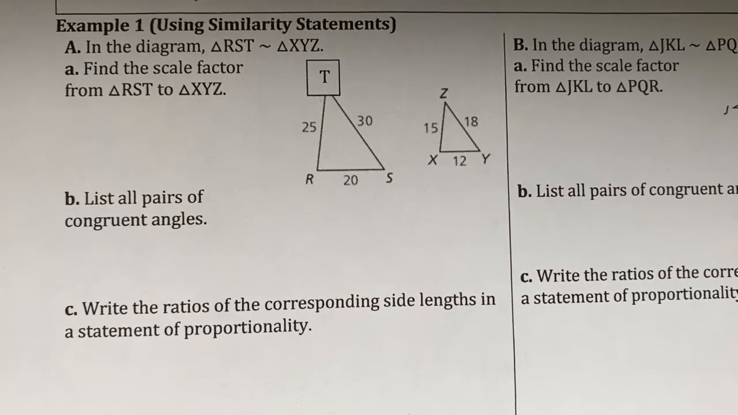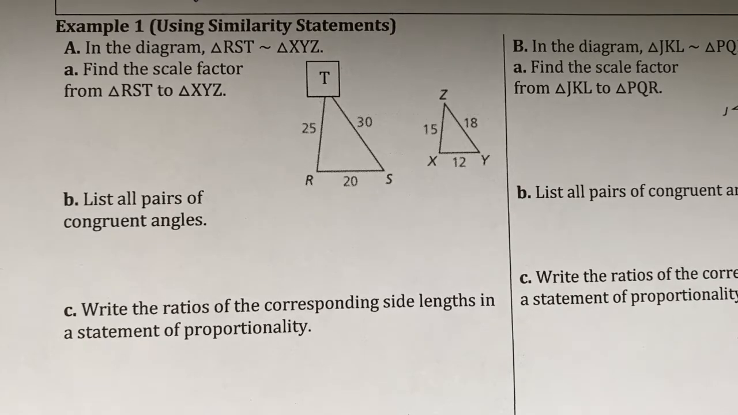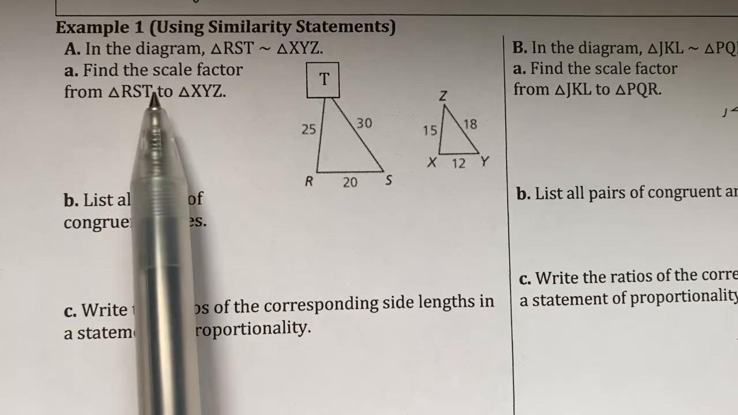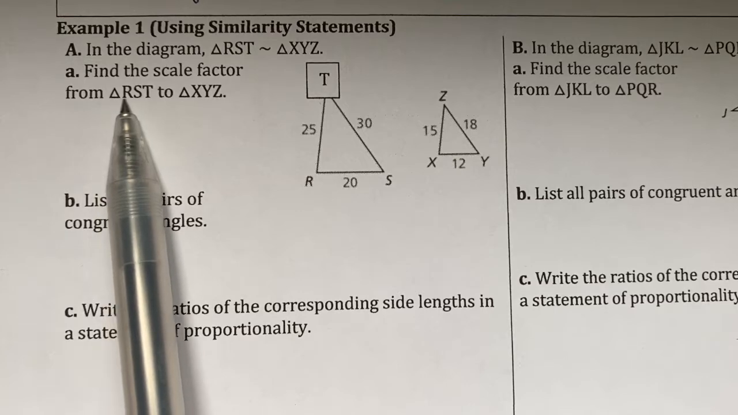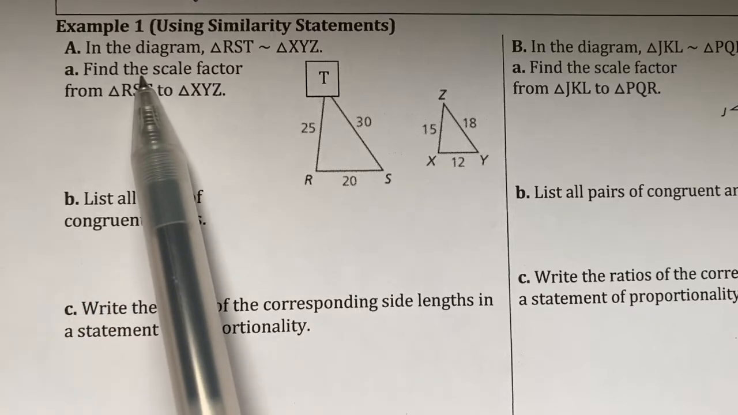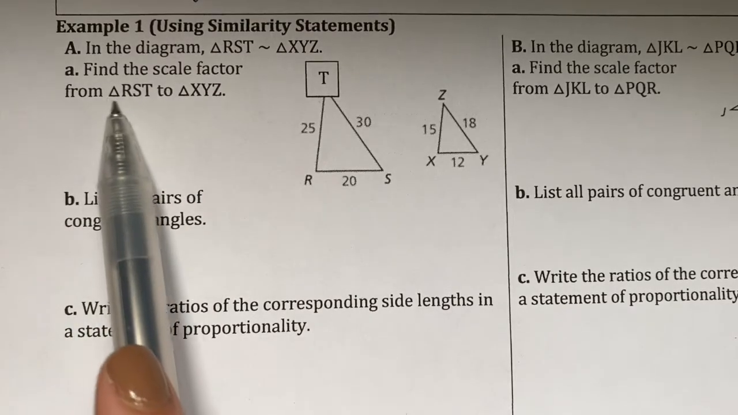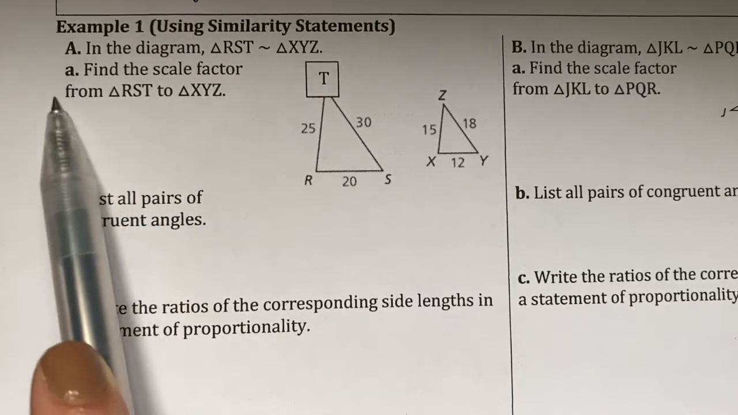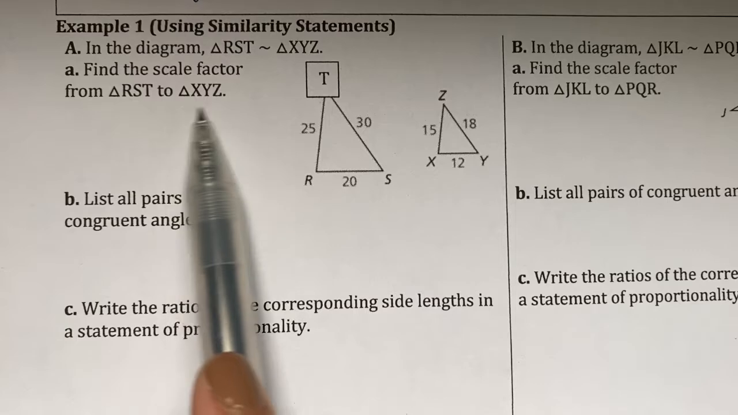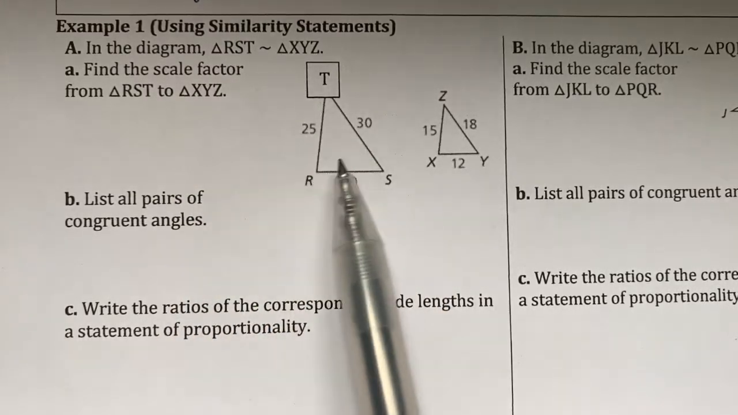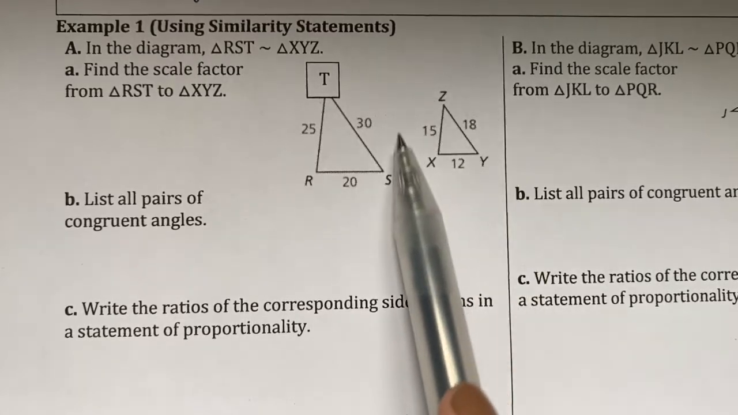We're going to start with example 1a. In this diagram, triangle RST is similar to triangle XYZ. We're going to find the scale factor from triangle RST to triangle XYZ. So when you're asked to find the scale factor in this manner, the from part is like your original, this is where you're starting from. The to part is our new, this is what we are going to dilate into. So we're starting off with triangle RST, and we're going to find the scale factor to get to triangle XYZ.